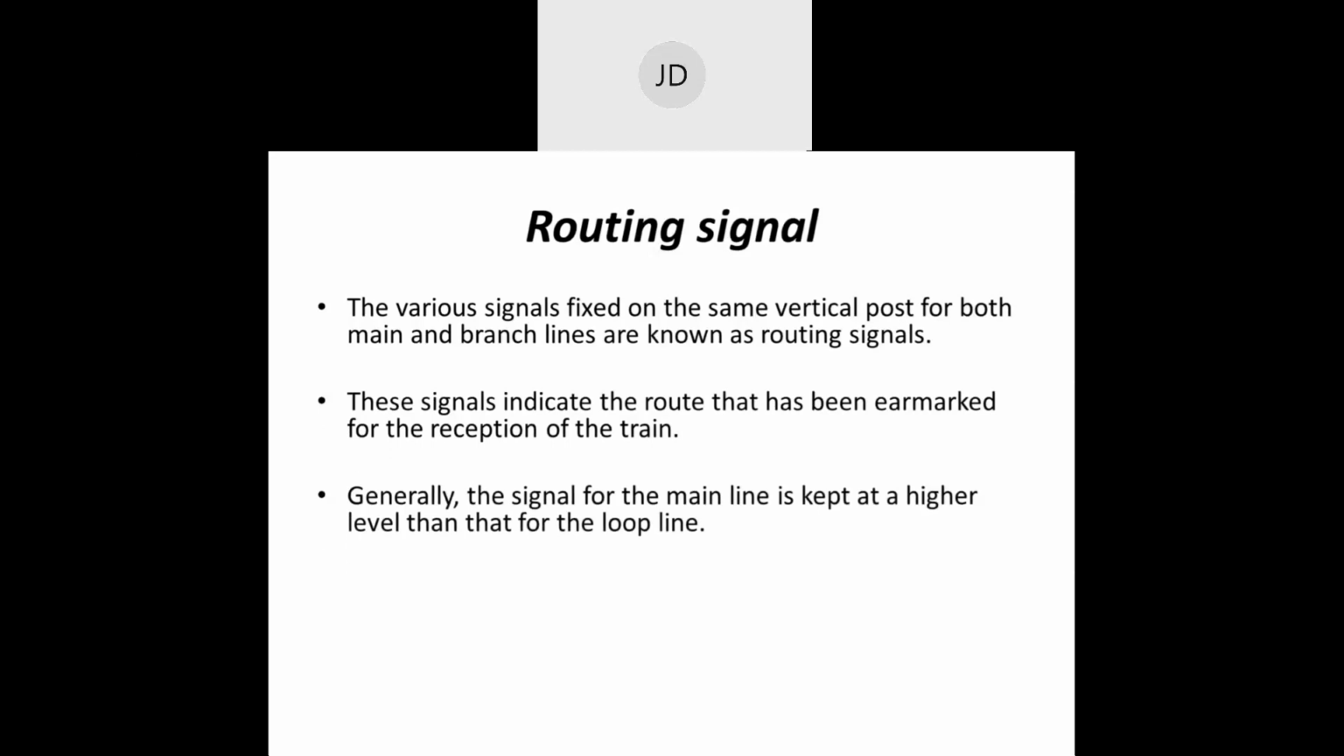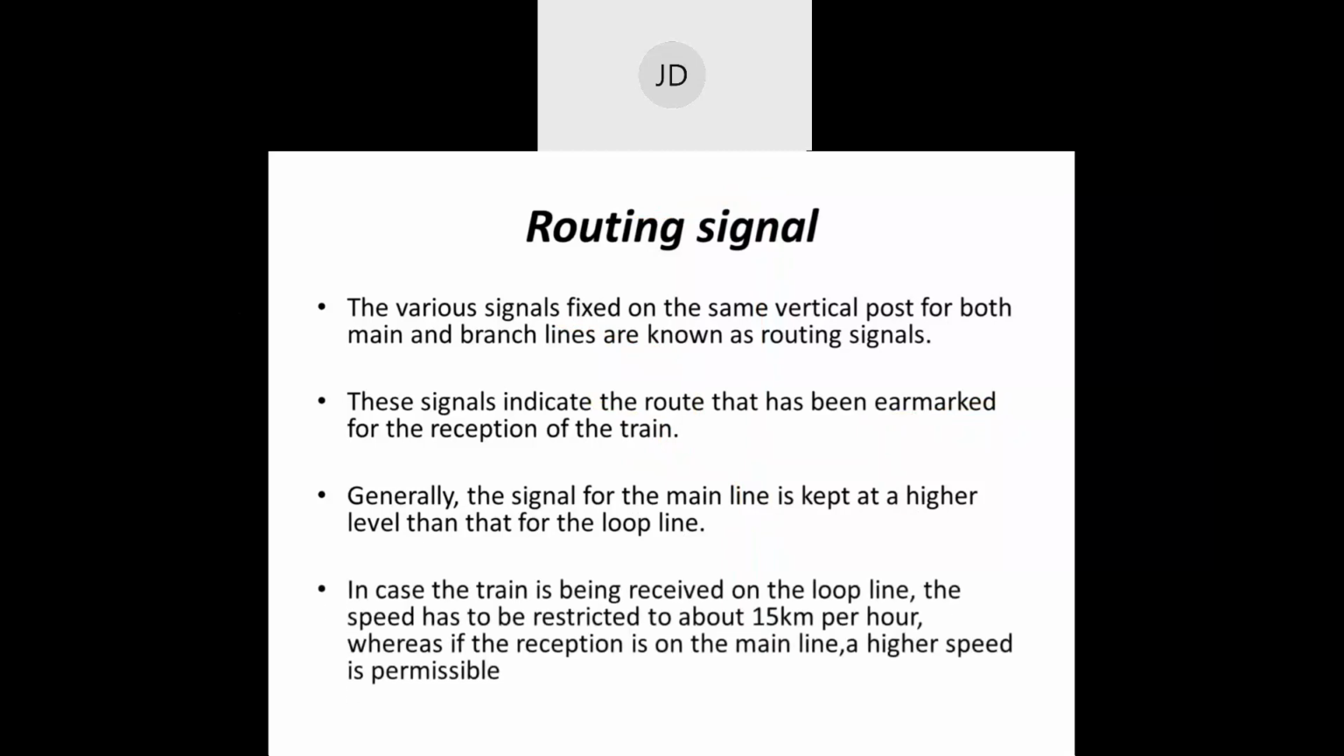Generally the signals for the main line are kept at a higher level compared to the loop line. That means since it is installed on a single post, I'll show you this basic diagram. Suppose this is your single post, and above this, different arms are fixed like this. These are for the loop line, or you can say branch line. But for the main line, the signal is taller. Suppose this is the higher elevation, this here is for the main line. Generally, signals for the main line are kept at a higher level than that of the loop line. I'll show you a basic diagram, so don't worry, it will make it clear.